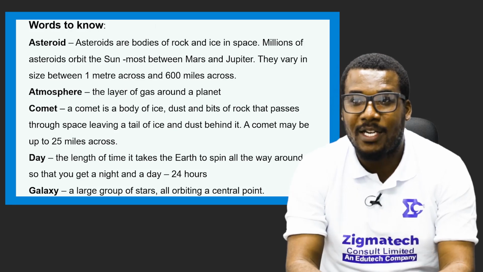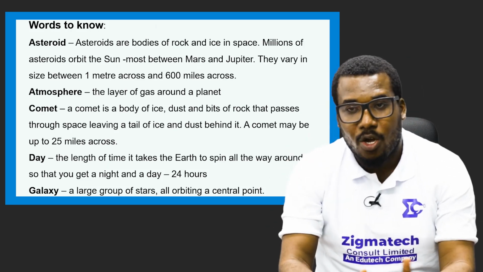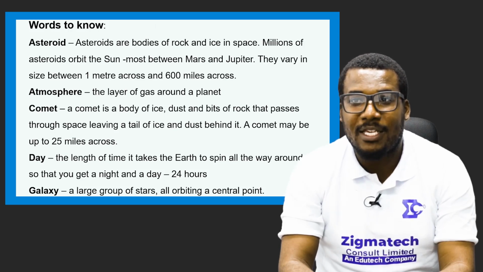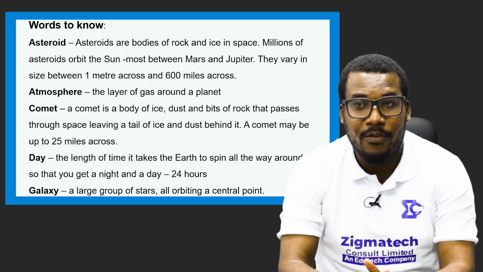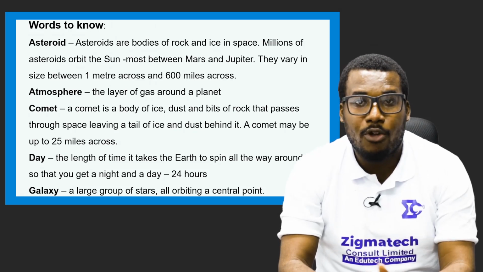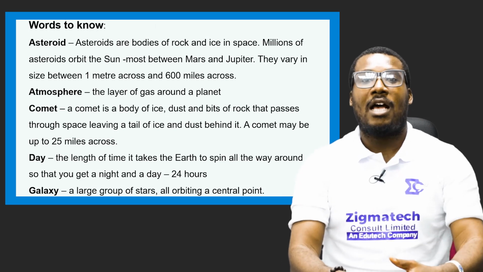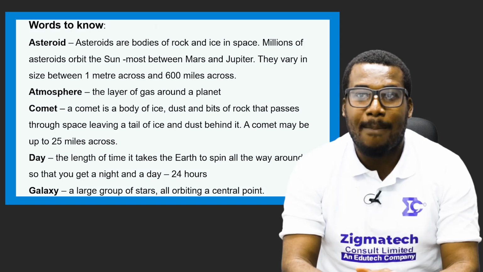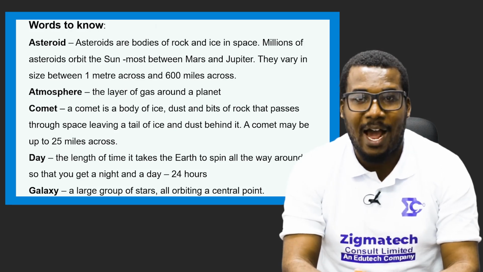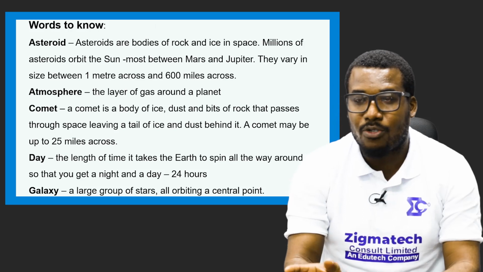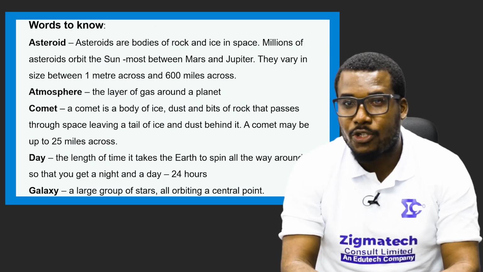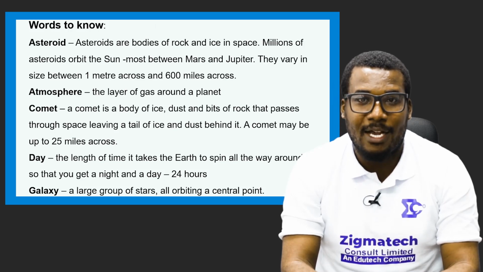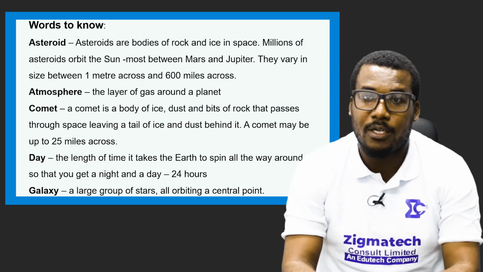We also have the atmosphere, the layer of gas around a planet. We have the gases held together. We have the comet. A comet is a body of ice that has a tail. One of the things you know about a comet is that it has a tail and it has parts. Some of the parts are ice, dust, bits of rock that pass through space, leaving a tail of ice and dust behind it. As it's going, it goes very fast. A comet may be up to 25 miles across, so it's quite big too, but not as big as the asteroid.